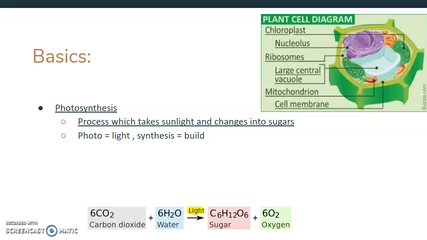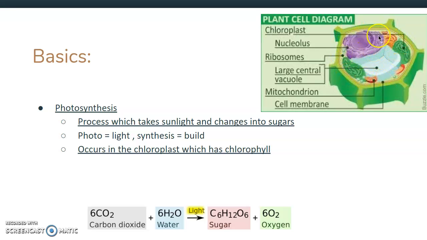Photosynthesis is build, so we're building sugars. This occurs in the chloroplast of the cell, which has chlorophyll. So when we look at our plant cell diagram, we have a lot of different organelles within our cell.